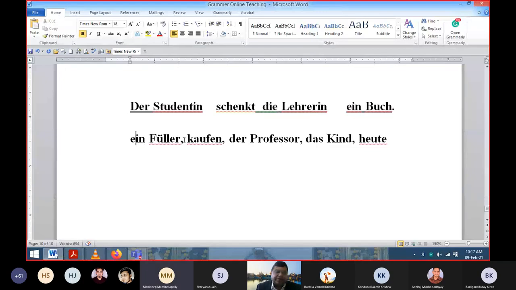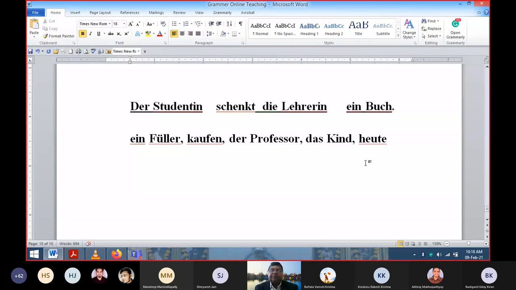I have written here a group of words: Füller, kaufen, der Professor, das Kind, heute. You all please make a sentence. I can ask any one of you. Now with the given group of words, you have to make a sentence. Füller means pen, and it's a masculine noun, der Füller. Kaufen means to buy. Der Professor, the professor, you know the meaning. Das Kind means the child. And heute means today.